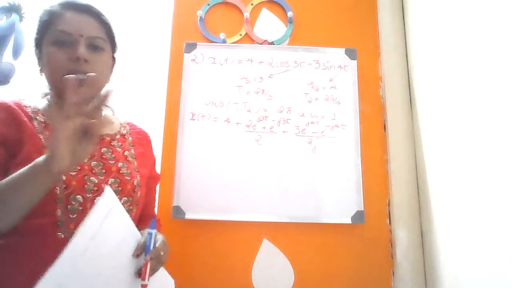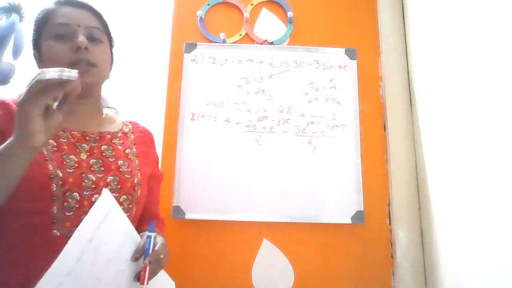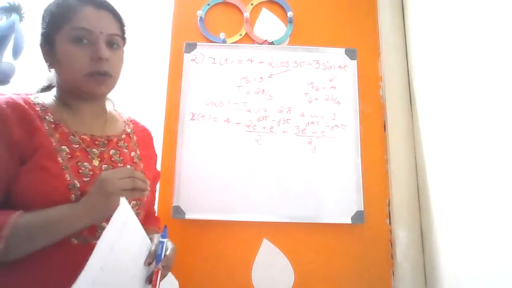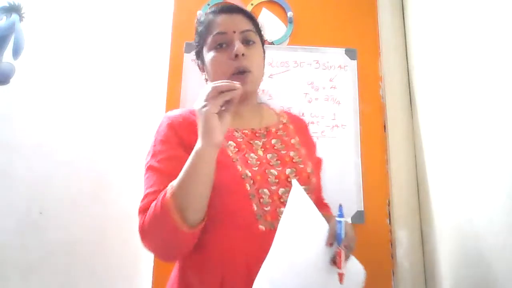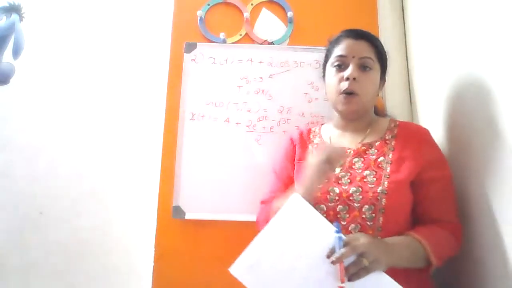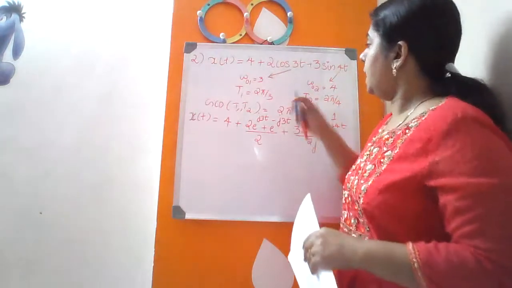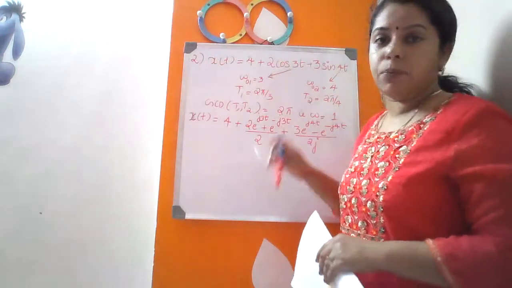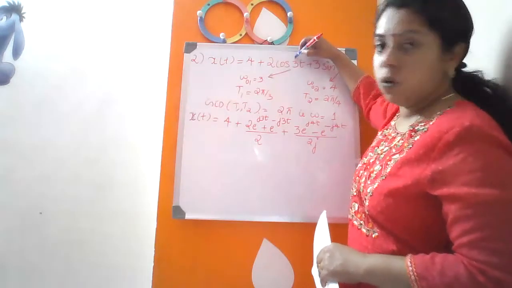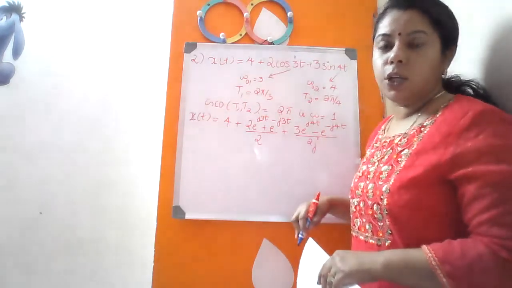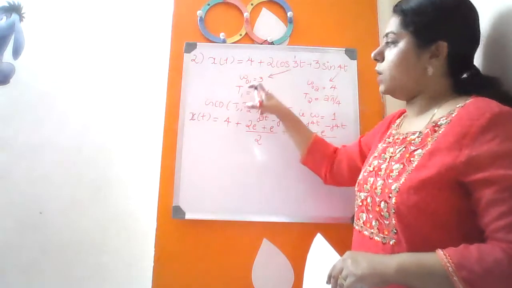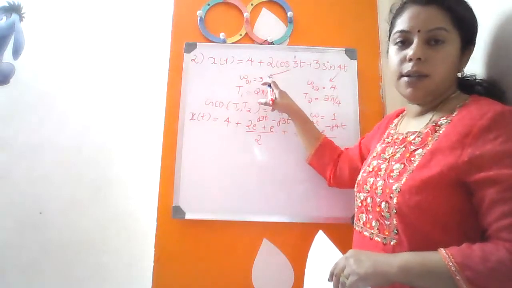Let us see the cosine part and sine part. In the cosine part, what is the angular frequency value? You just see, it is cos 3t. So I can write omega naught is equal to 3. That's why I wrote it as omega naught 1 is 3.